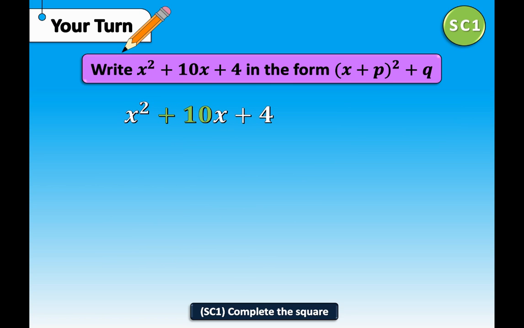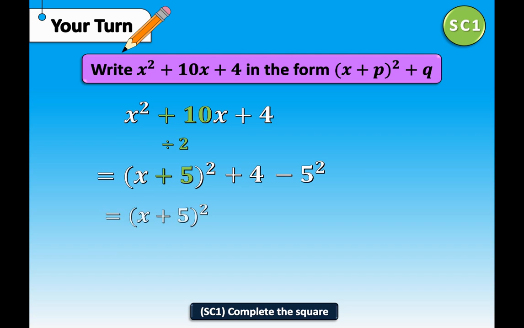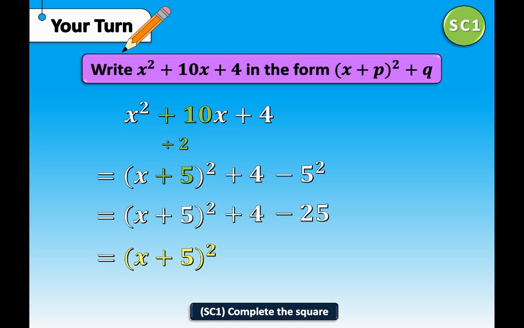So here, for this question, we halve the coefficient of x. So half of 10 is 5, and that's the number that's going to go inside the bracket. So we have x plus 5 squared. Then we've got plus 4 on the outside of the bracket, and we need to take away the number inside the bracket squared. So we take away 5 squared. Now 5 squared is 25. We need to take away 25 from 4. And 4 take away 25 is minus 21. So our answer is x plus 5 squared minus 21.